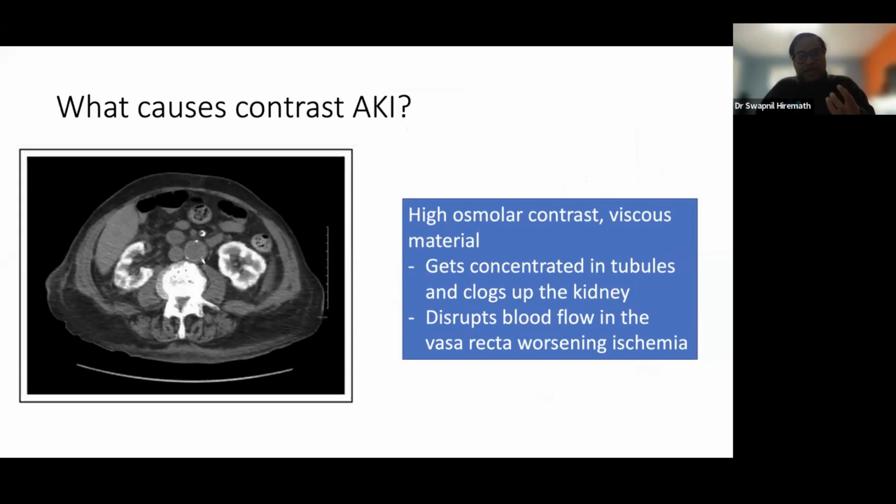It is viscous, and because it is viscous, it is more likely to get concentrated in the tubules. When the water gets reabsorbed, the contrast does not. So it makes the flow of urine very sluggish. It also disrupts the blood flow in the vasa recta, worsening the ischemia. So it is just this physical clogging up of the kidney, to me, that causes this contrast AKI. And that explains why the kidney function goes down very fast.